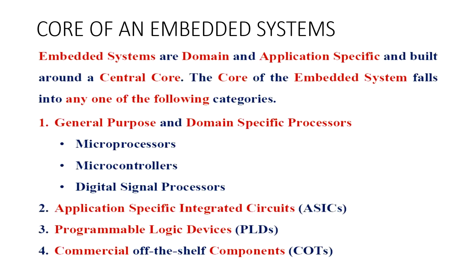are domain and application specific, and built around a central core. So they will be built around the central core. The core of the embedded system falls into any of the following categories. Those categories are general purpose and domain specific.